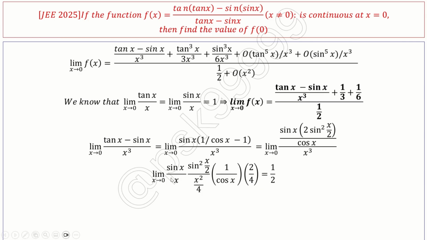Now this is 1. This is 1. Cos x at x equal to 0 is also 1. This is 1. So the answer is 2 by 4, which is nothing but 1 by 2. So if I substitute this 1 by 2 here, my limit x tends to 0, f of x will become 1 by 2 plus 1 by 3 plus 1 by 6 divided by 1 by 2, which is nothing but 2. That's the answer.